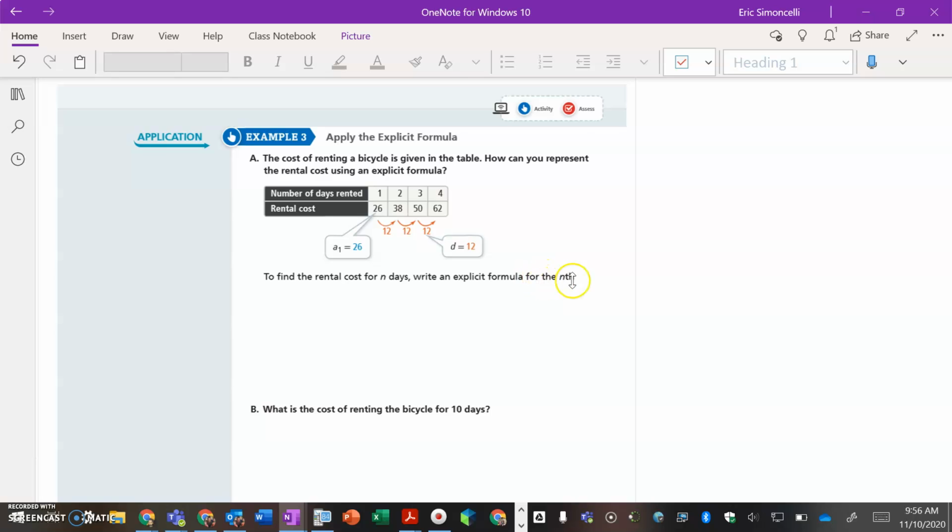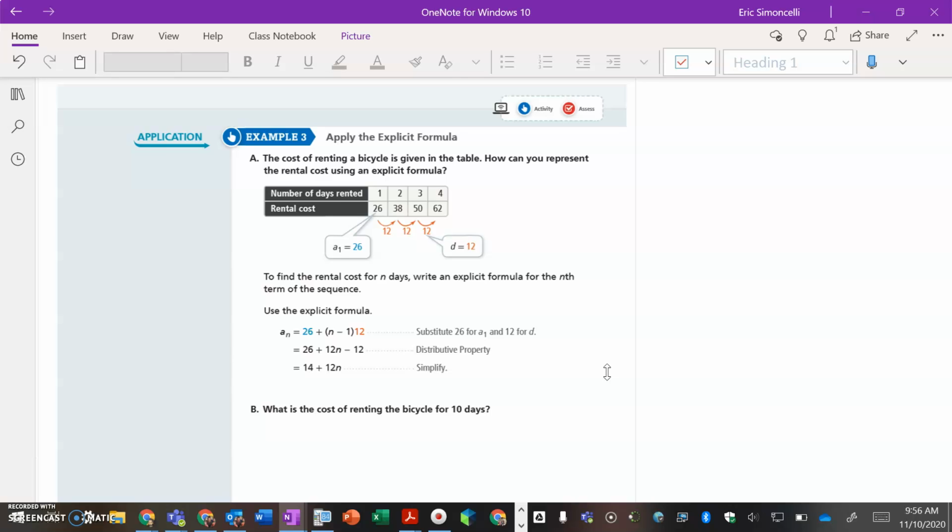Let's continue. To find the rental cost for n days, we're going to write an explicit formula for the nth term of the sequence. Use the explicit formula: a sub n equals 26, which again is the first term, plus the quantity n minus 1 times 12, 12 again being the common difference. You can continue by simplifying, distributing the 12, so 12n minus 12. And then you have 14 plus 12n.